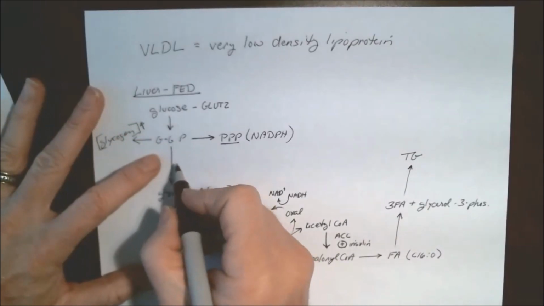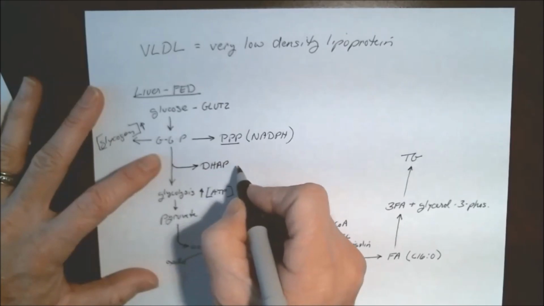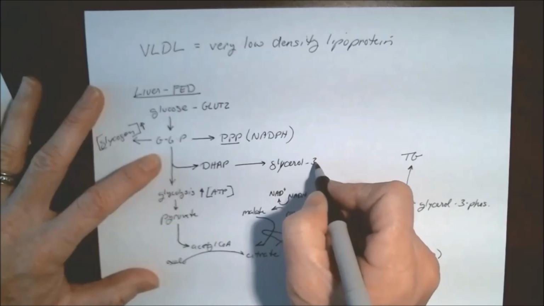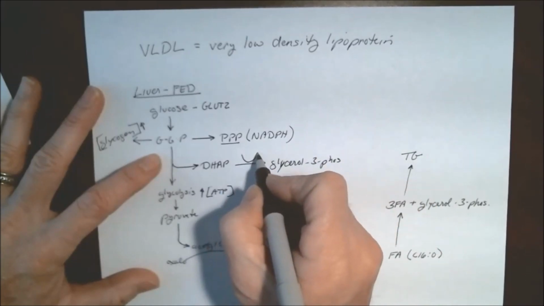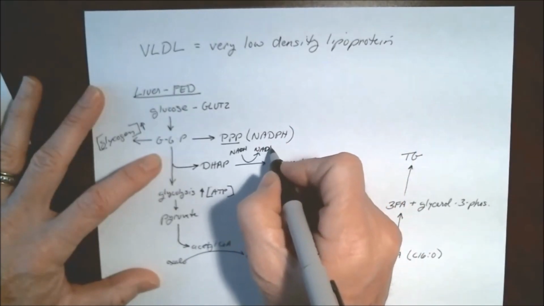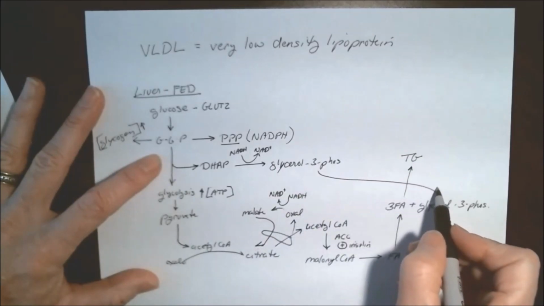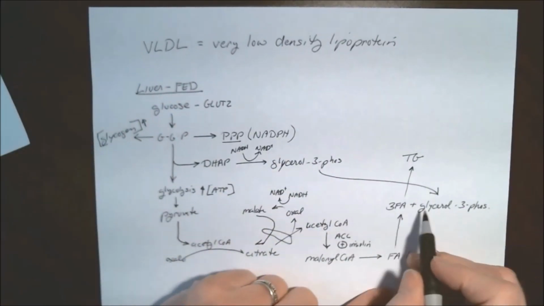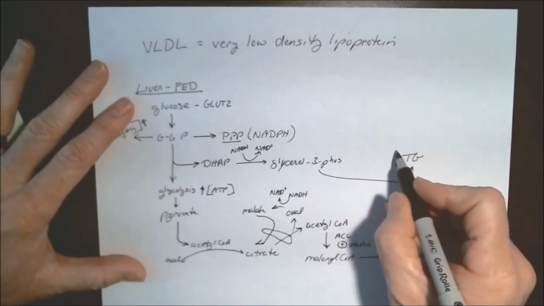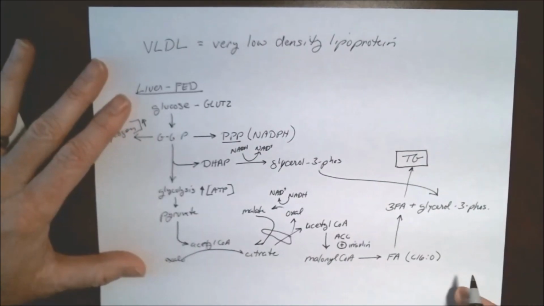Recall that in the glycolytic pathway, we will be converting DHAP to glycerol 3-phosphate by a redox reaction using NADH. And then this glycerol 3-phosphate is represented here in the triglyceride synthesis pathway. So now, once we have our triglyceride, we have one of our major substrates to form VLDL.